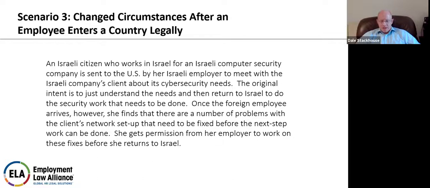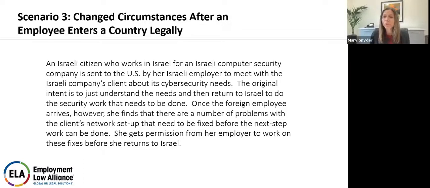And then once they're here, they see a number of problems unrelated to the security issue that need to be fixed. And the parent says, well, tell you what, we'll pay for all your travel expenses. You just stay there and get them fixed before you come home. Can we do that from a visa standpoint? Yeah, so we see that a lot.